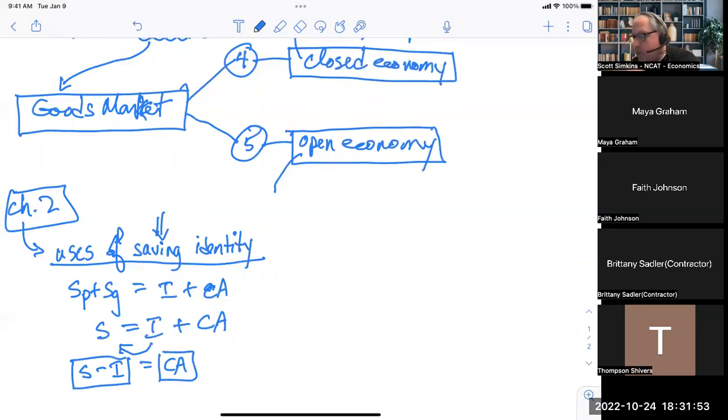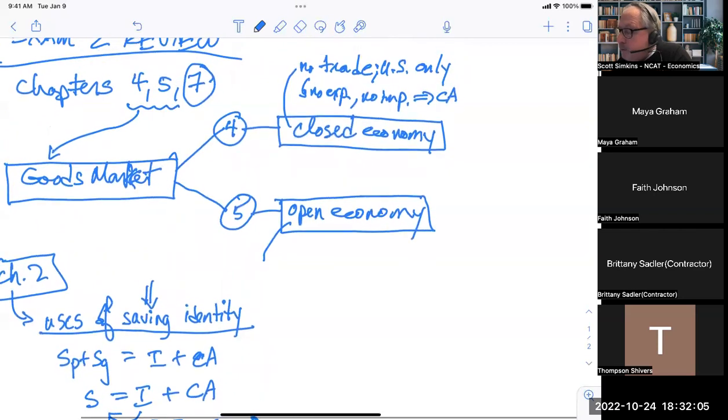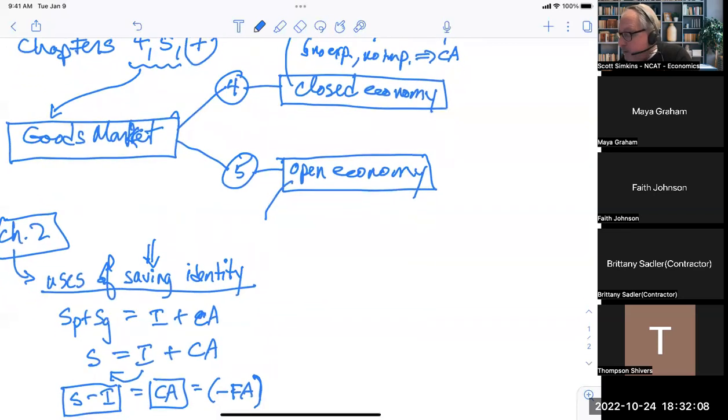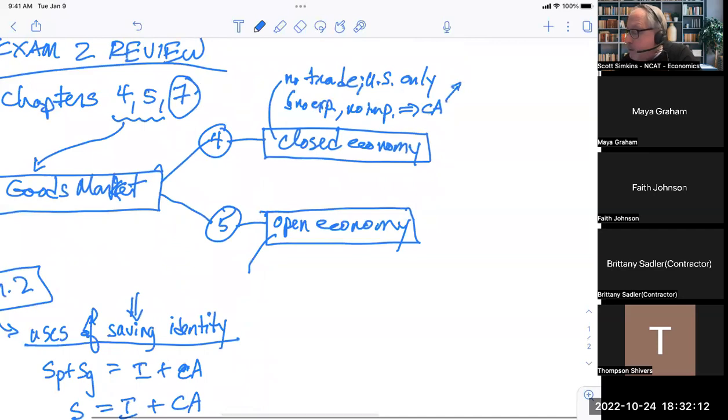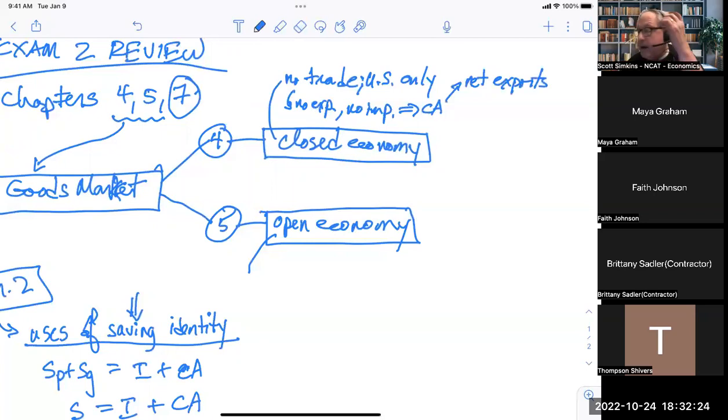We also know that it's minus the financial account. We can come back to that later if you want. So in a closed economy, what's true about the current account? The current account is also net exports. It's really net exports plus net factor payments, but we assume that net factor payments are zero. They're not a big part of this, so we can ignore that to keep it simple.